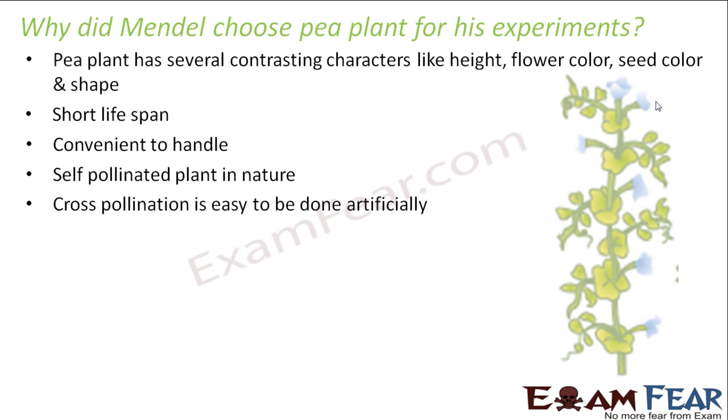So we can see that in a pea plant, he had many contrasting characters to play with in the experiments. A short lifespan. Self-pollination was possible naturally, cross-pollination was possible artificially, and that too was very easy. So both self-pollination and cross-pollination were possible with the pea plant. Because of all these advantages, Mendel chose it for his experiments.